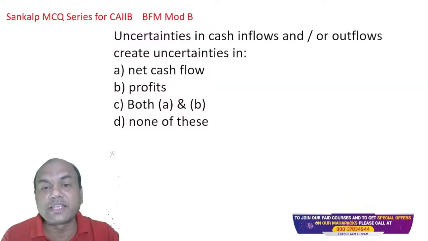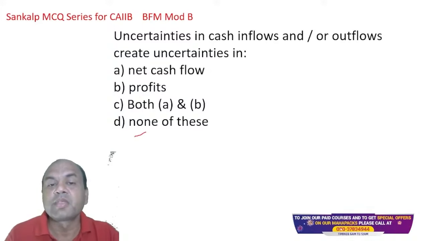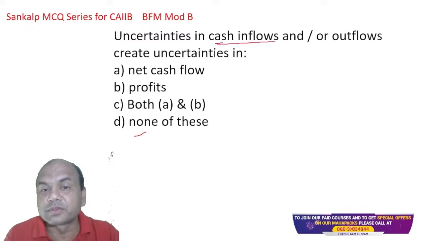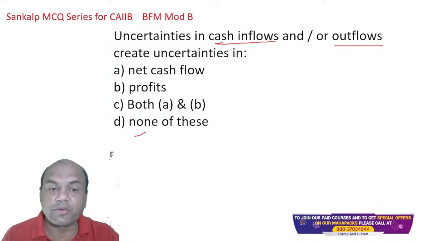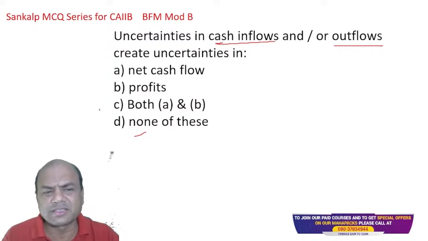Uncertainties in cash inflows or outflows can create uncertainties in net cash flow, profits, both A and B, none of these. So uncertainties in cash inflows or outflows, both. You'll say, sir, inflows is okay, how come outflows? See, both are the same. Suppose sometimes my outflow is, let's say, 1 lakh and next month my outflow is 1.5 lakhs. It's uncertain. Similarly for inflow also. So it can create uncertainties in net cash flow, profits, both A and B. Obviously, isn't it? Both A and B.